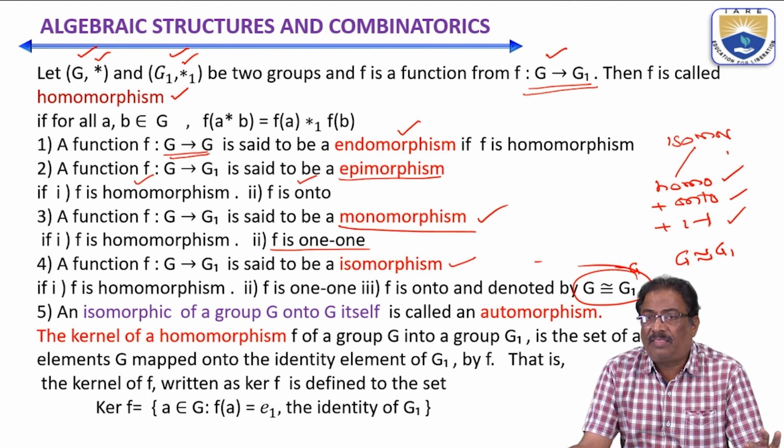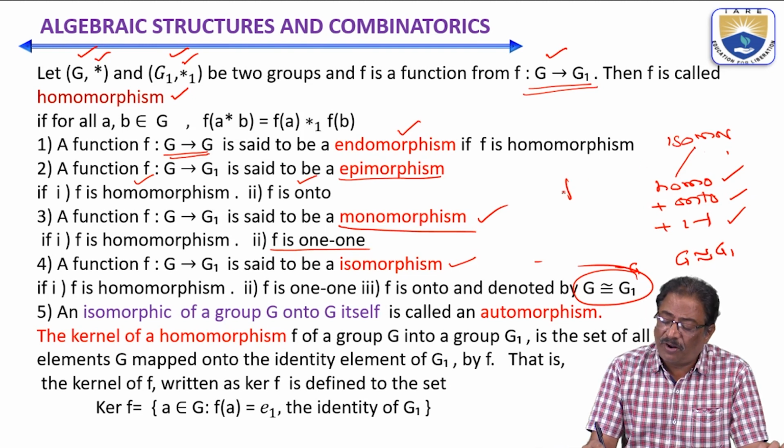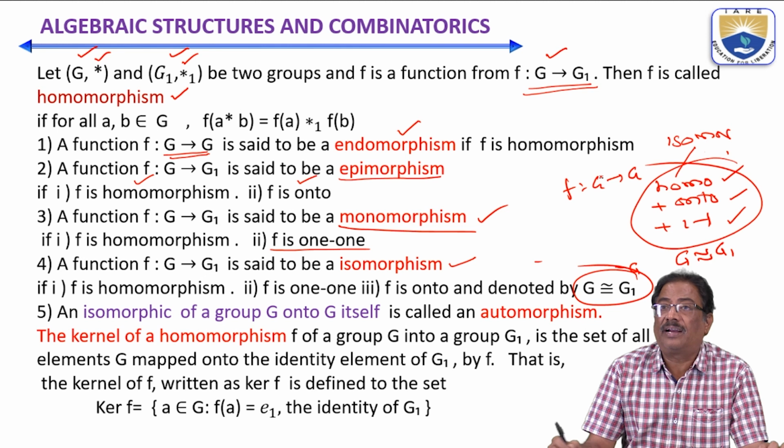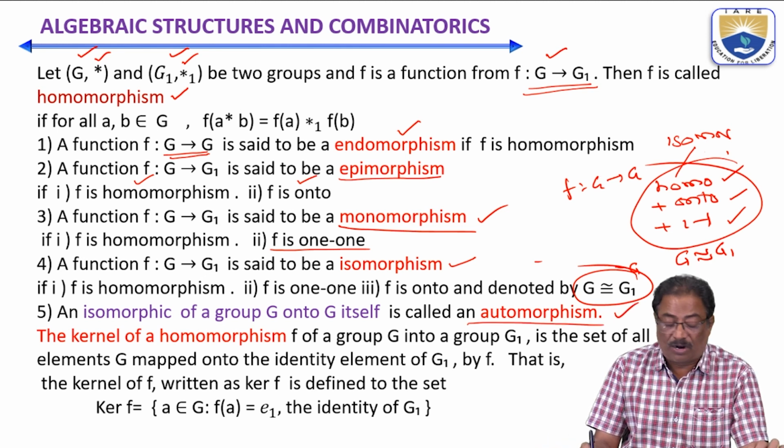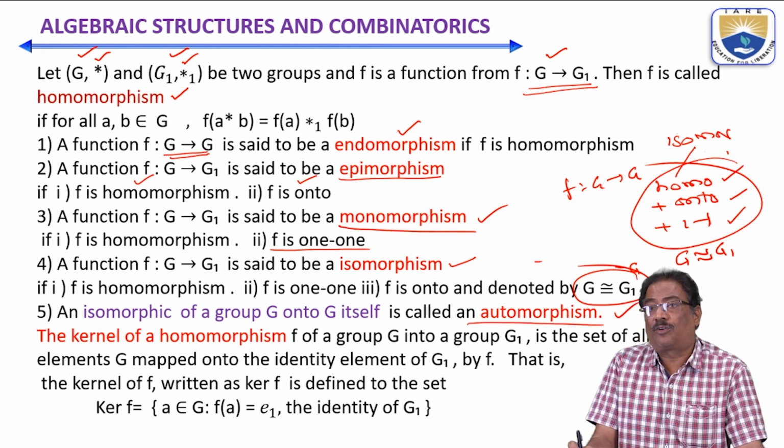And next another one is the automorphism, an isomorphism of a group G to itself. So F is from G to G. Suppose F is from G to G itself and satisfies all three conditions, then that is known as an automorphism.